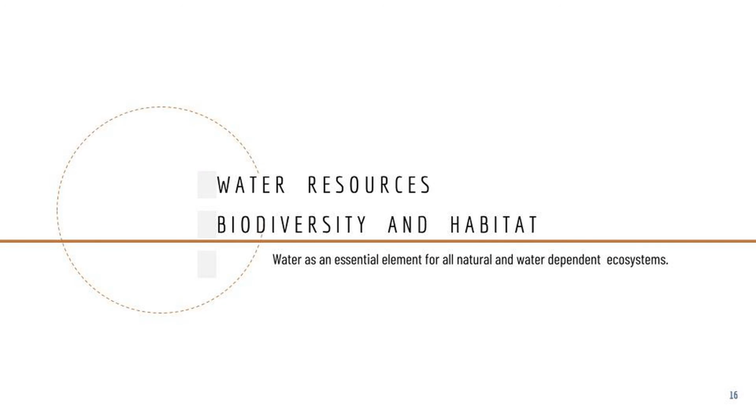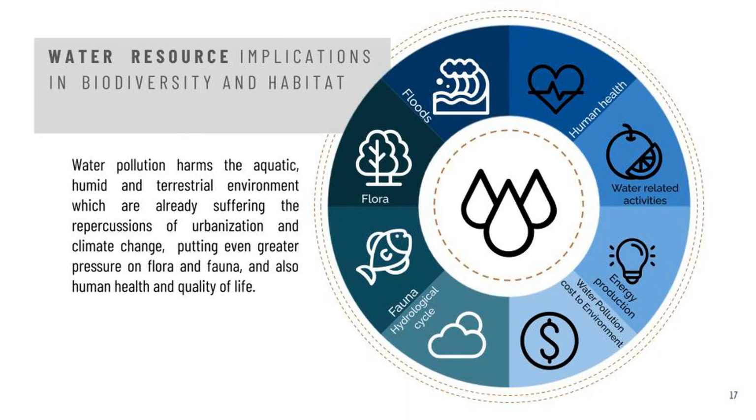Water is essential for climate regulation and natural ecosystems, and its pollution has several ecological impacts. It threatens all water-dependent ecosystems, flora, fauna, and humans included. With the repercussions of urbanization and climate change, water pollution puts an ever greater pressure on flora and fauna, resulting in problems in the hydroecological cycle, floods, and affecting the activities of all water-dependent organisms such as humans, our health and quality of life. Also, there are economic problems with water-related activities such as agriculture and energy production, and it also has a direct economic repercussion in the cost of solving these problems and finding solutions for them.